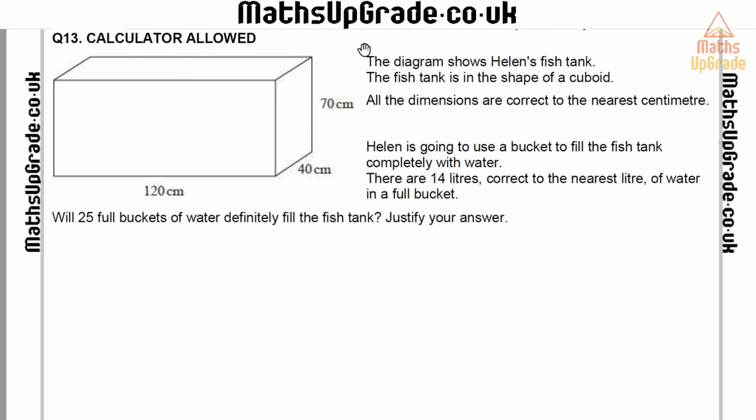With this question, I'm told that Helen's got a fish tank in the shape of a cuboid. All the dimensions are correct to the nearest centimetre. This is really important. I'm going to underline this in a moment. She's going to use a bucket to fill that fish tank completely with water. There's 14 litres that she's got in a full bucket. And again, that's correct to the nearest litre. Will 25 buckets definitely fill the fish tank? Justify your answer. This entire question here is worth 4 marks.